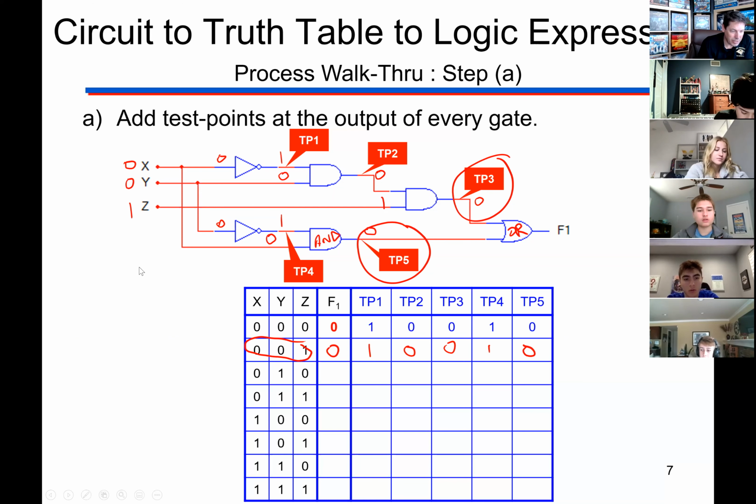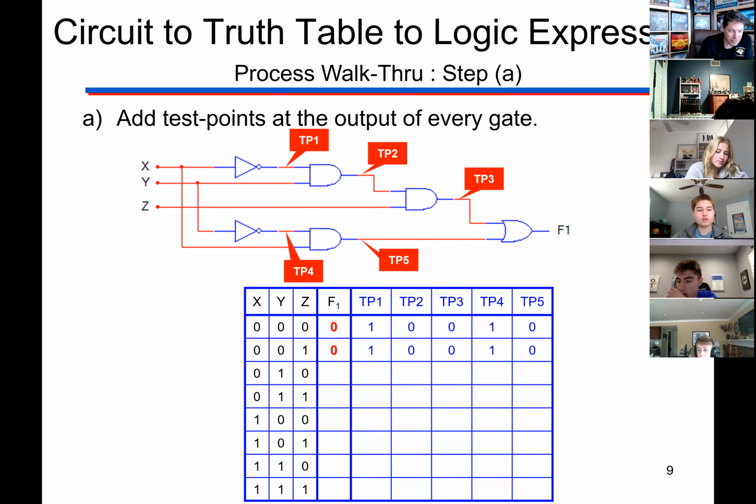All right. So there's our result. We figured that out. Now let's do this one. So now we're looking at this input, 0, 1, 0. So X is off, Y is on, Z is off. That's our input.